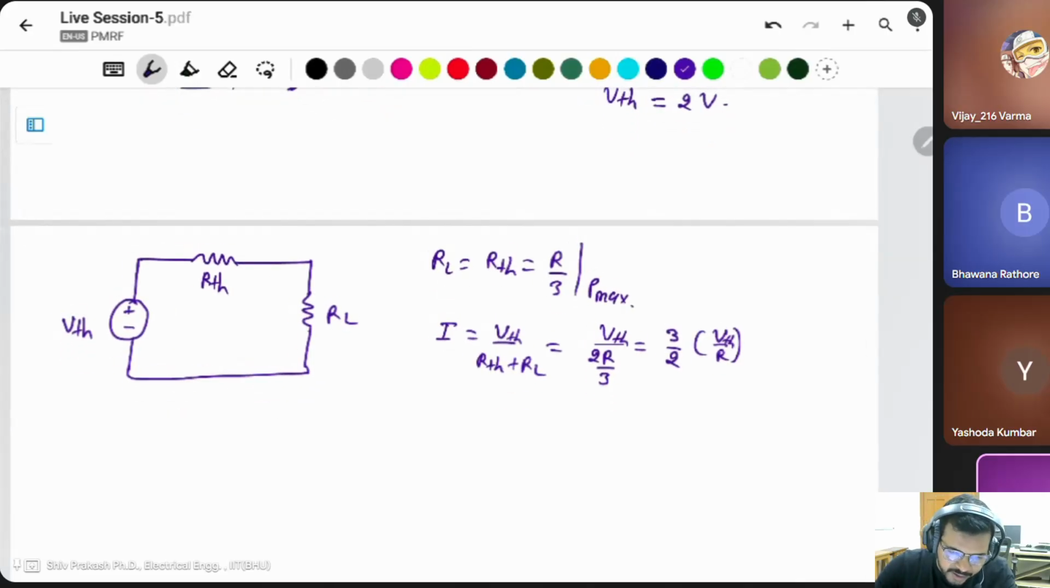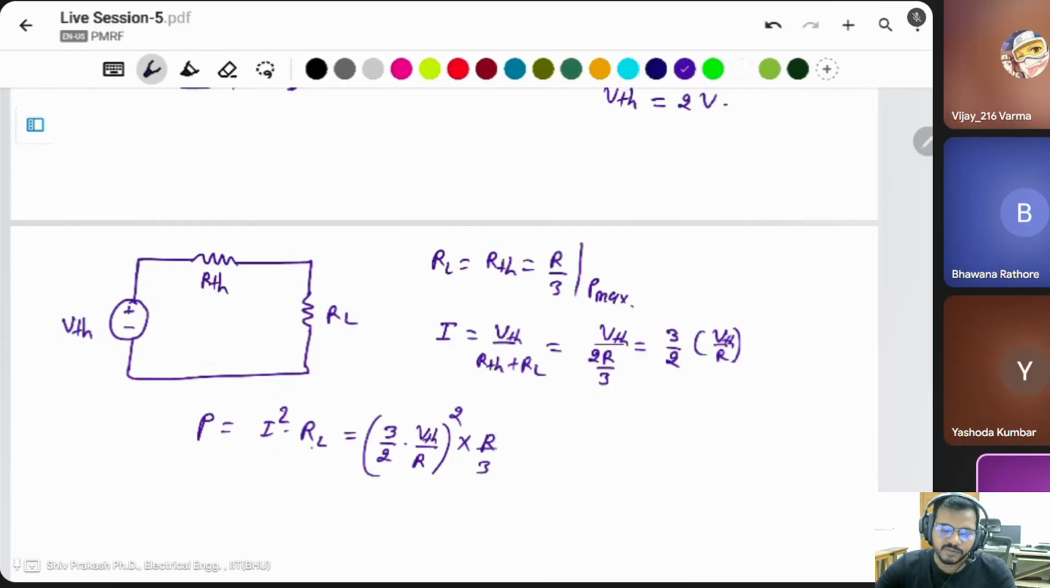Okay. Then what is the power? Power is equal to I square into RL. I is 3 by 2 into VTH by R, square, into R. RL is the same as R by 3 because of RTH. This power is given as 5 milliwatt, 5 into 10 to the power minus 3.